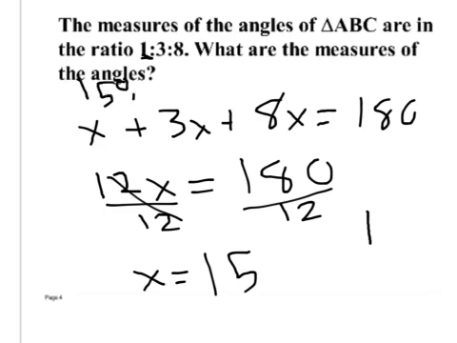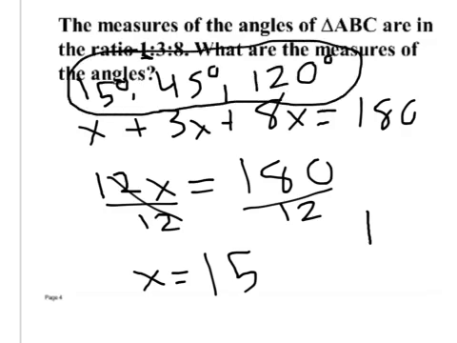What's angle B? 3 times that, which is 3 times 15, which is 45 degrees. So what would angle C be? 8 times 15, which is 120. So that's my answer. Can I check my answers? Yes, I can. What's 15 plus 45? 60. What's 60 plus 120? 180. This must be the right answer.